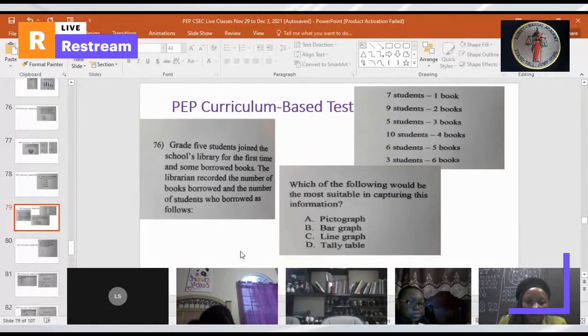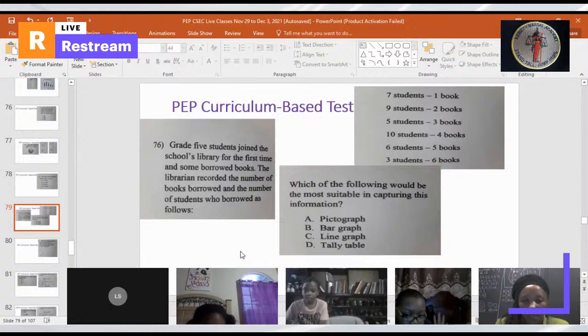Madison, can you read number 76, please? Okay, Miss. Everything, all 3 of them? Yes, all 3. Okay. Number 76.